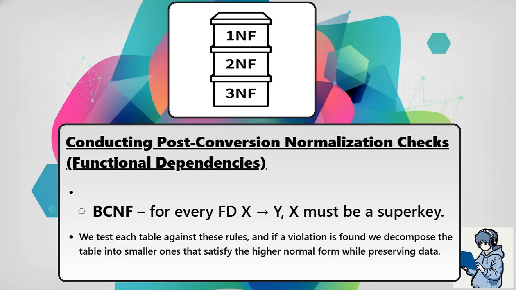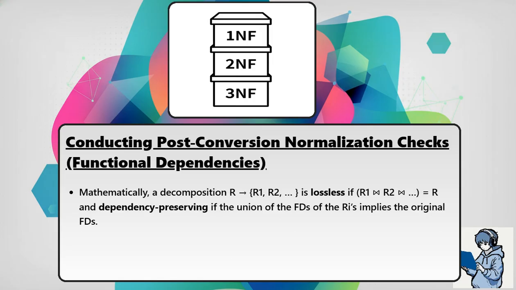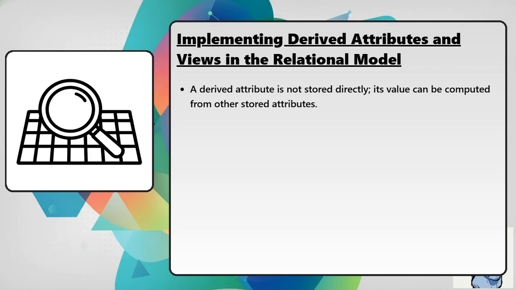We test each table against these rules, and if a violation is found, we decompose the table into smaller ones that satisfy the higher normal form while preserving data. Mathematically, a decomposition of R into the set R1, R2, and so on is lossless if the natural join of R1, R2, and so on equals R, and dependency preserving if the union of the functional dependencies of the Ri implies the original functional dependencies. A derived attribute is not stored directly.